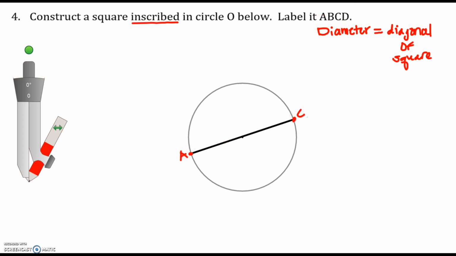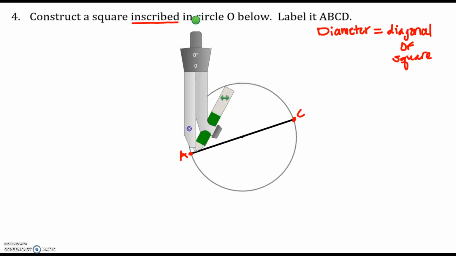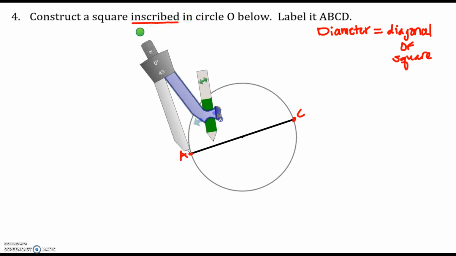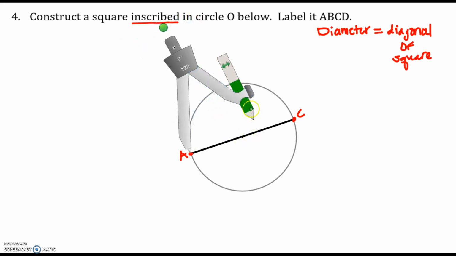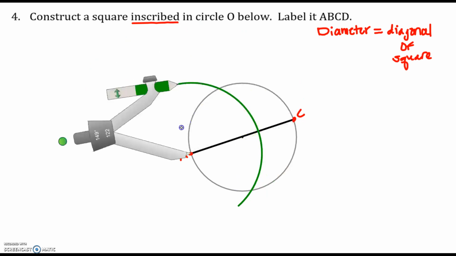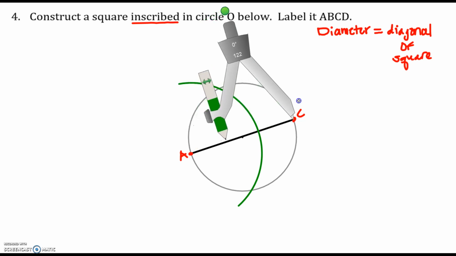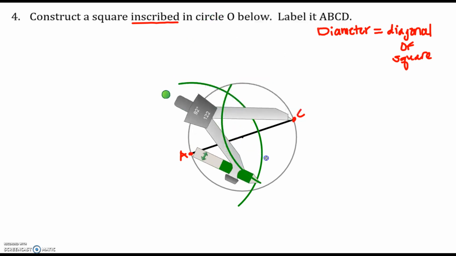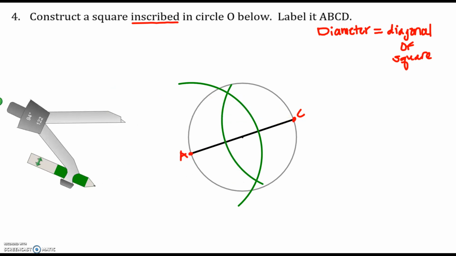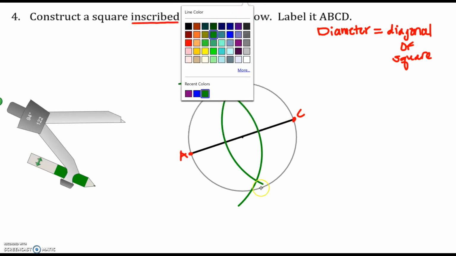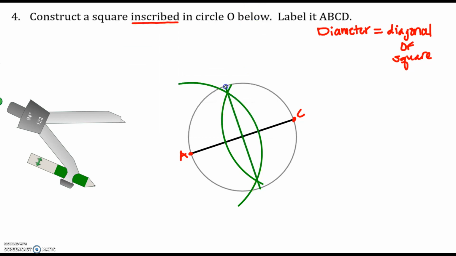And then, if you can remember some of our quadrilateral properties, the diagonals of a square are perpendicular, bisect each other, and are congruent. So we're going to do the perpendicular bisector of this diagonal. So more than halfway across, we're going to swing an arc above and below, and then flip it over to the other end of the diagonal and do that arc above and below. And you're going to get a perpendicular bisector. That perpendicular bisector will be the other diagonal of the square.